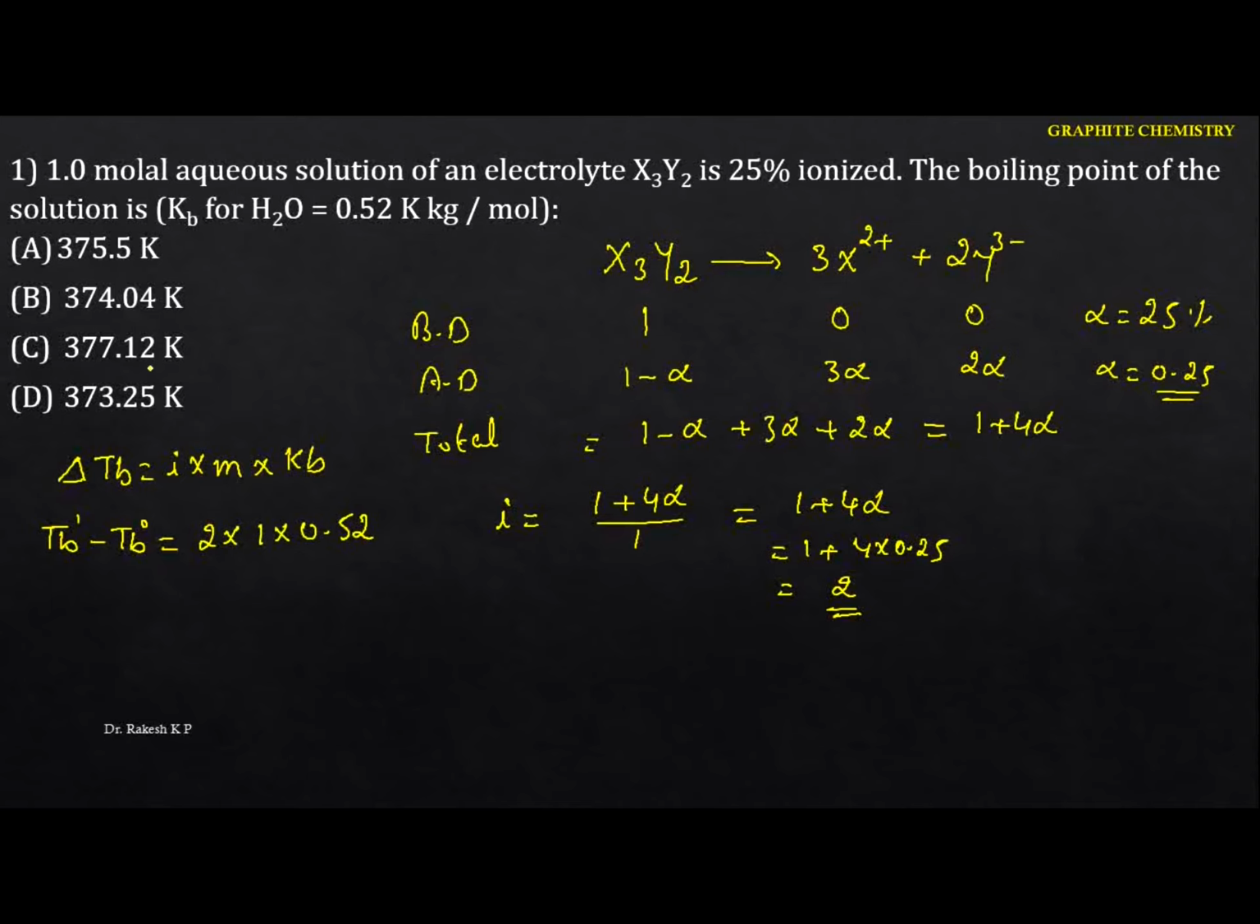And here in the options they are given in terms of Kelvin. So we have to take the boiling point of water in terms of Kelvin, which is 373. If you multiply the values, that becomes 1.04. Now see this one, Tb dash, the boiling point of the solution, is equal to 1.04 plus 373. The value you are going to get is 374.04 Kelvin. Hence in this case the option is the second one.